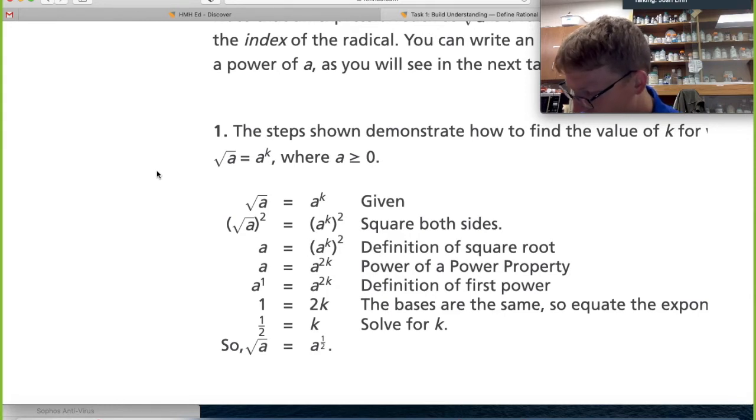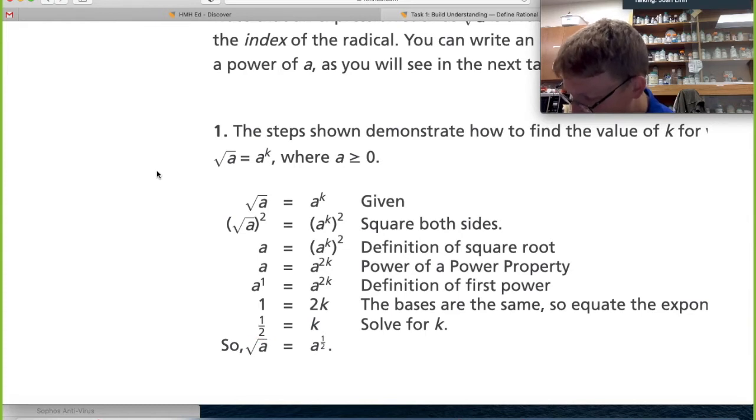This part right here would just be a^k times a^k, which is a to the power of 2k. A with no power is also the same as a to the first power. Since this is a to a power and this is a to another power, those powers must be equal to each other. So we've got 1 equals 2k, so that means that k equals 1/2.